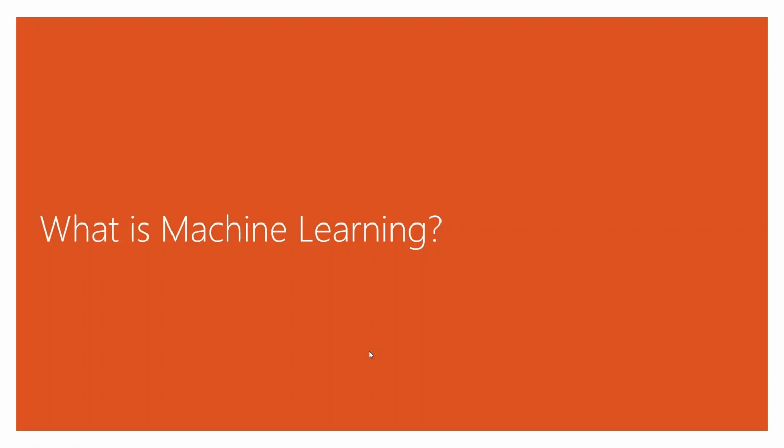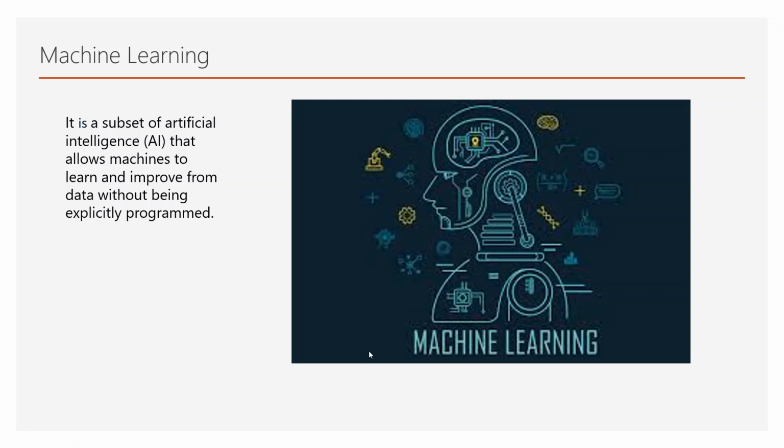Now the next question comes, what is machine learning? Machine learning is a subfield of AI that allows a machine to learn and improve from the data which is provided to it. So the machine will take that data and learn on its own without any human intervention. That is your machine learning.